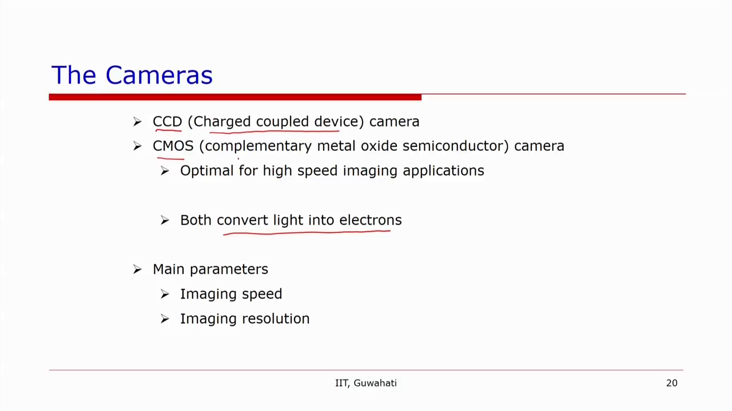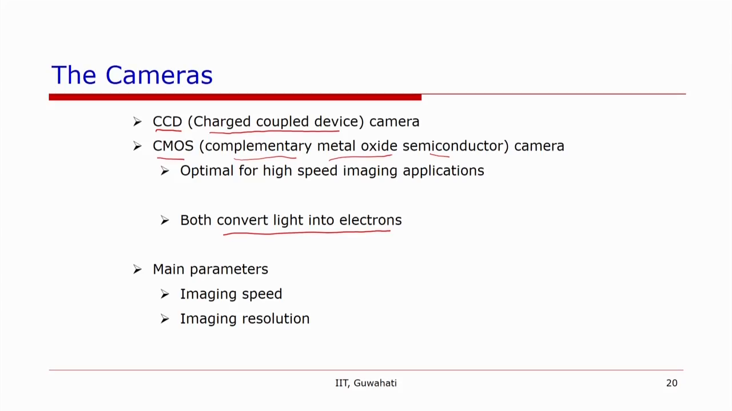The CMOS camera, which stands for complementary metal oxide semiconductor, is used for high speed applications, because CCD cameras have a limitation with the frame rates. So, CCD cameras are preferred at low frame rates. However, for high speed imaging applications, only CMOS cameras, or complementary metal oxide semiconductor cameras, are preferred and used.